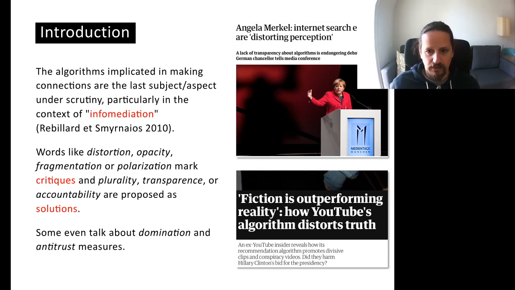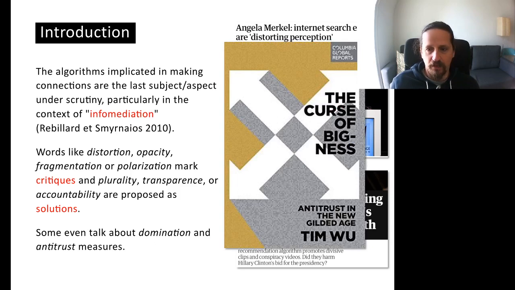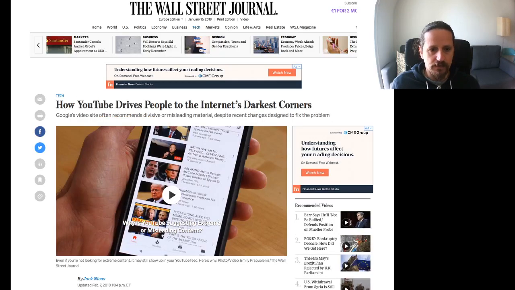In some cases, people go further, right? This is a book by Tim Wu, who talks about new forms of antitrust, right? So in, I wouldn't call them more robust, but maybe stronger critiques, people talk about platform domination and, as a remedy, things like antitrust. So those are quite far-reaching things.